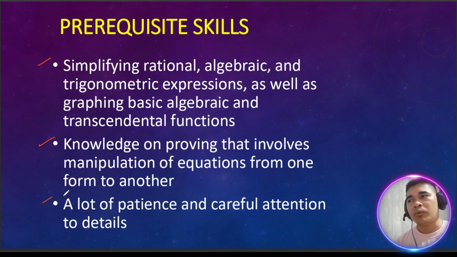Compared to chapter 1, chapter 2 is more difficult. That's why we have presented the prerequisite skills here. And as a student, you must have mastery of algebra, how you're going to solve algebra and trigonometric and other basic mathematics concepts. So it needs a lot of patience and careful attention to details, which is the most important.